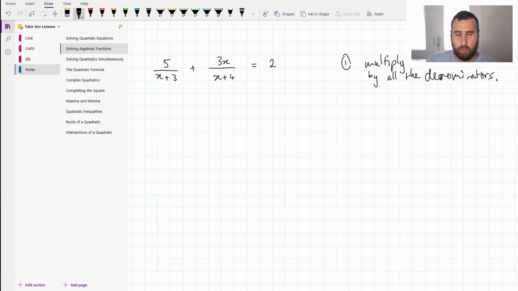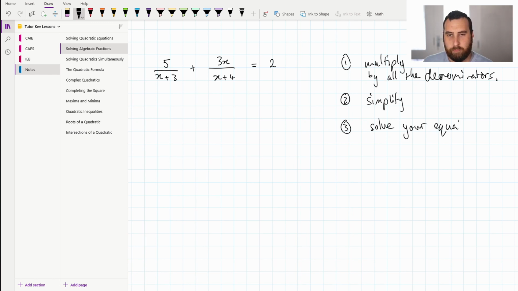Okay, and once you've done that, simplify. And then step 3, solve your equation. Right, so let's do that.